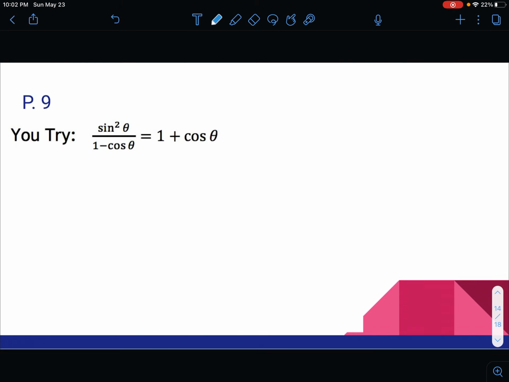All right, so the next one on page 9 here with this strategy is a you try. So if you'd like to pause and give this a try to at least start, you're certainly welcome to do that. If you want to hang out with me and do it with me, that's fine too.